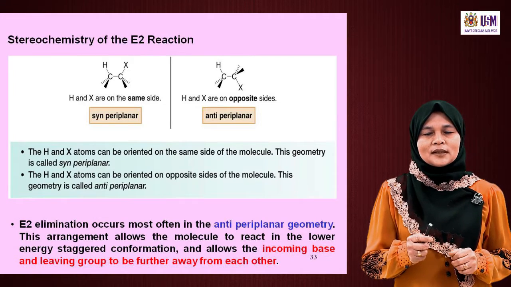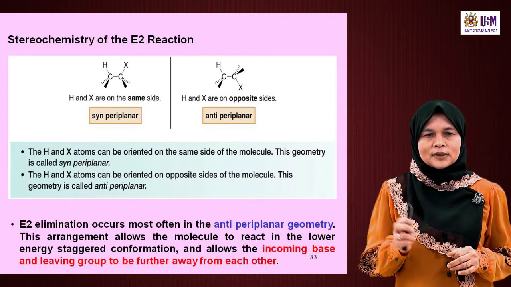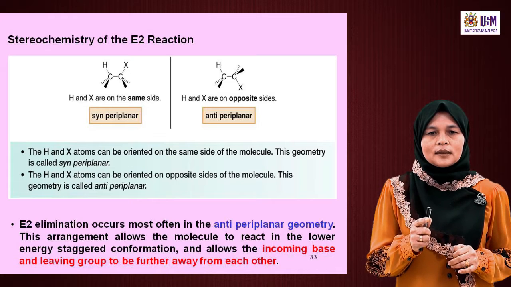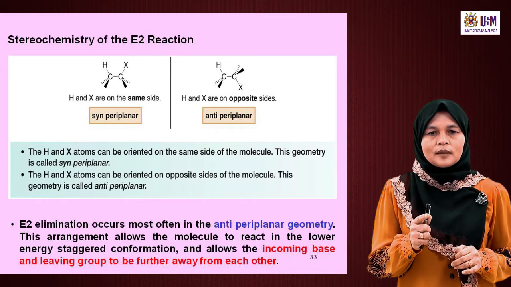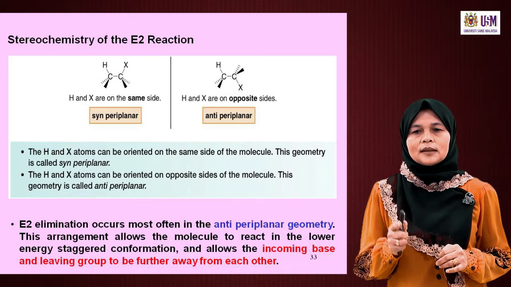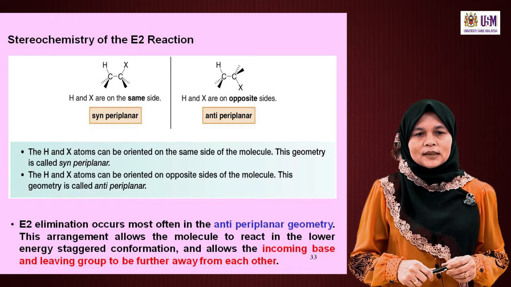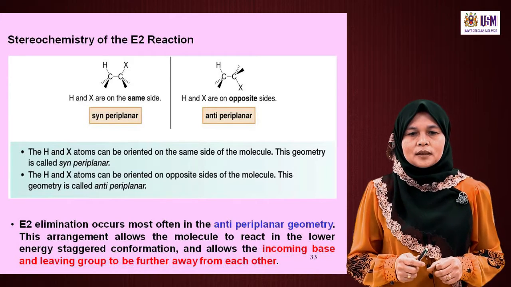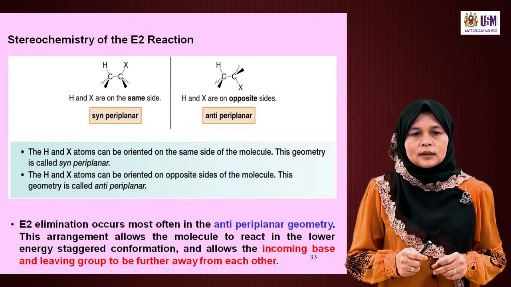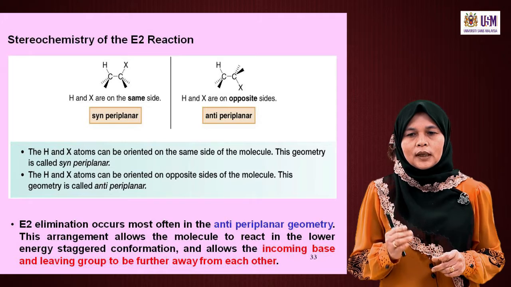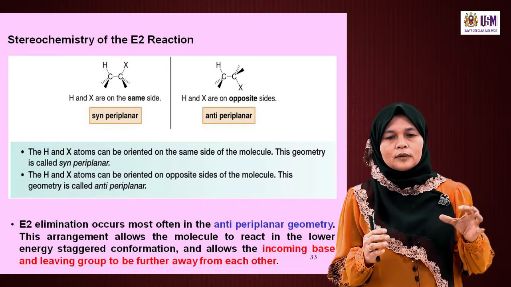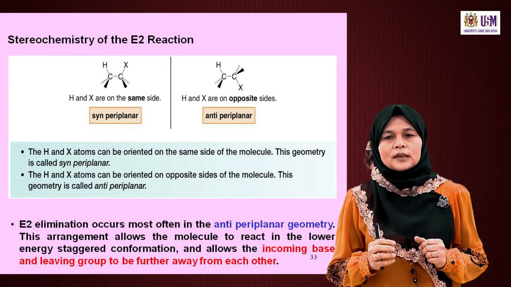What is the stereochemistry of the E2 reaction? Look at these two structures, where in the first one H and X are on the same side. We call this syn periplanar, but in the second structure, H and X are on opposite sides, which is anti periplanar. From this, we can see that E2 elimination occurs most often in the anti-periplanar geometry. This arrangement allows the molecule to react in the lower energy staggered conformation and allows the incoming base and leaving group to be further away from each other.